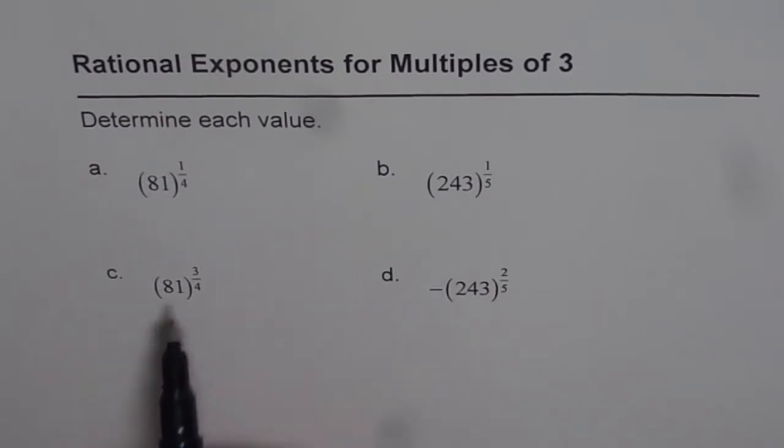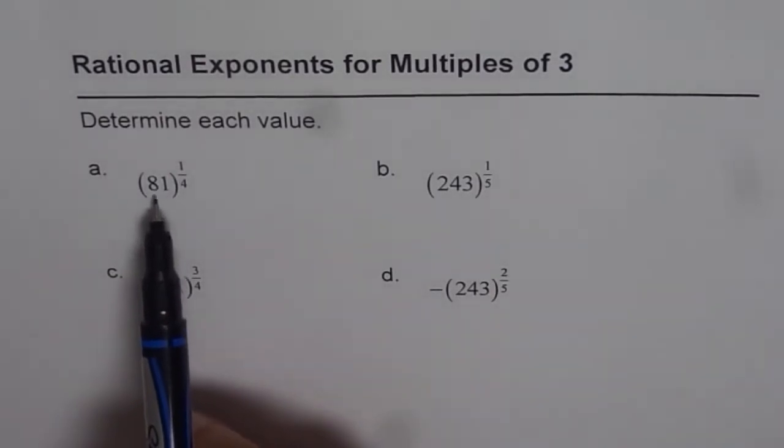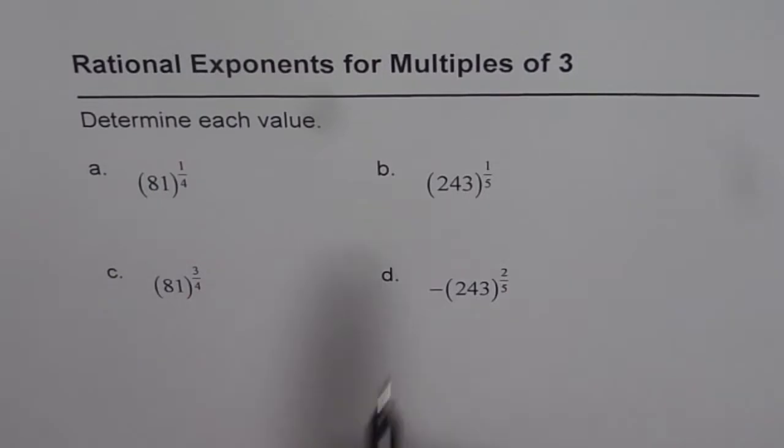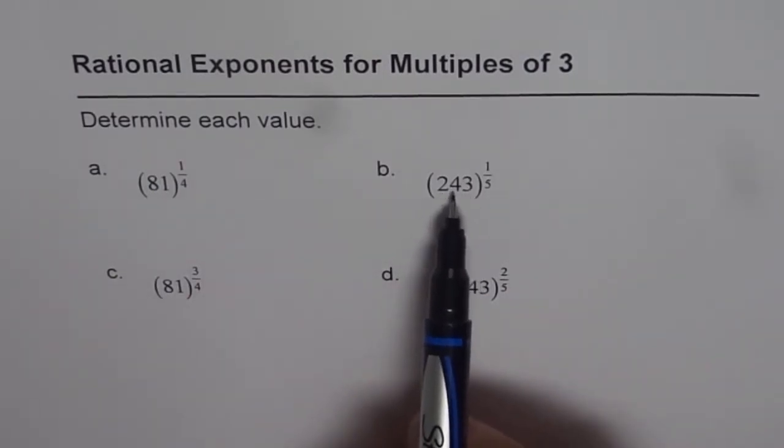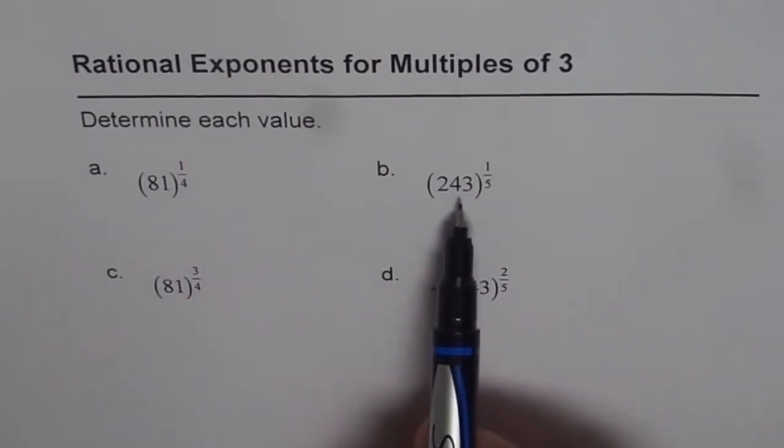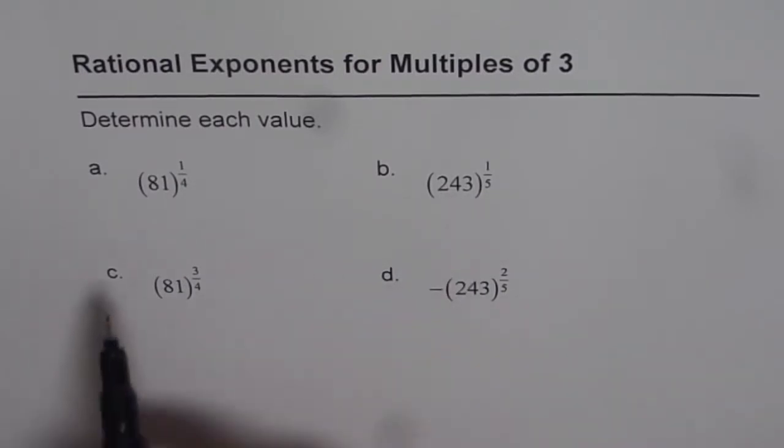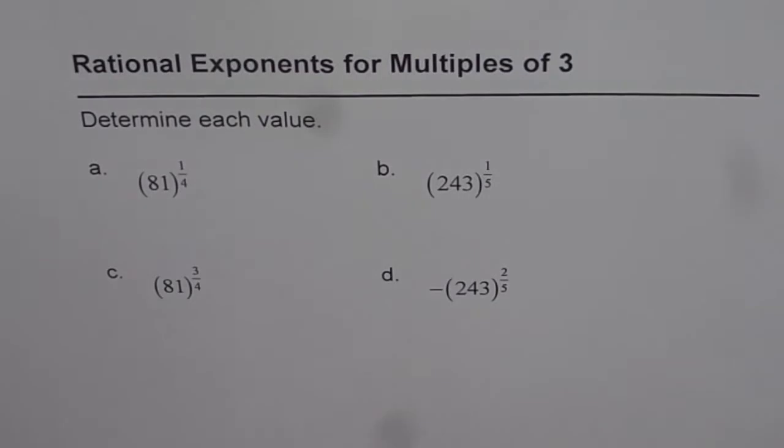Well, if you add the digits of 81, 8 and 1, you get 9, which is a multiple of 3, right? 243: 2 plus 4 is 6, 6 plus 3 is 9. It is also a multiple of 3. It's also a multiple of 9, right? So we see these numbers given to us are multiples of 9 and 3. Therefore, the answer will have 3 or 9 in them. So what we will do here is write down powers of 3. That is going to help us to answer the question.